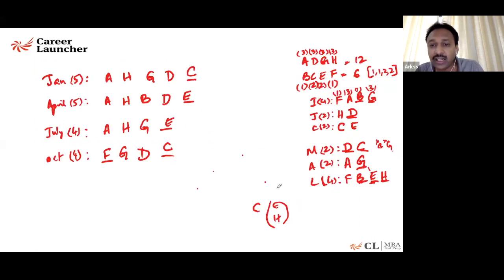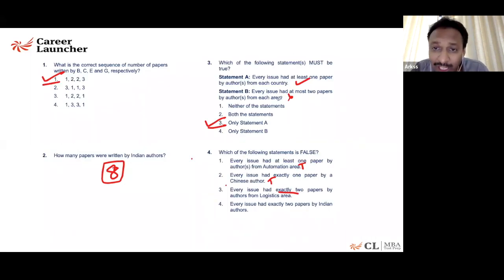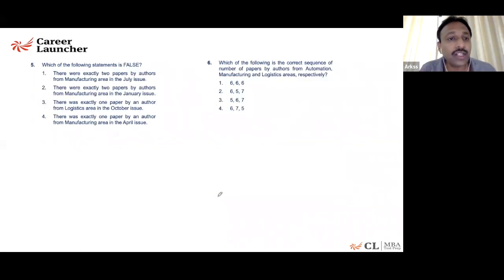Now, logistic area is who? Exactly 2? No, it's not 2. We just now found out April 5th. In fact, if you get statement B, this is your false area. Therefore, the answer is 3 for this also. Next, which is the following?